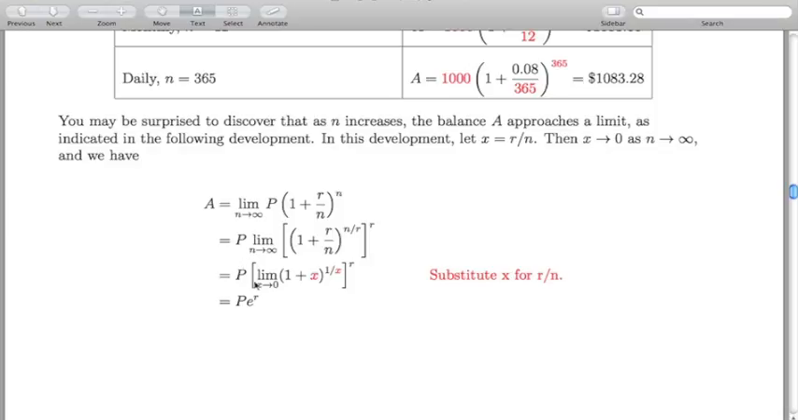And so here again, your P doesn't depend on x, your r doesn't depend on x, so you can pass the limit to the inside. And again, we said that as n goes to infinity, x goes to 0. So here, your x goes to 0. Now, this inside part here is nothing but our definition for e. So then this is really just P times e to the power of r.